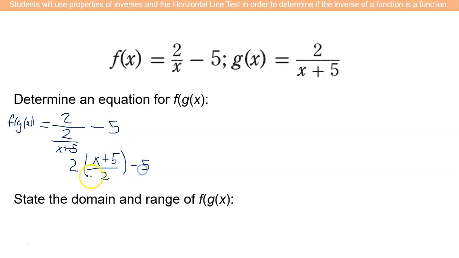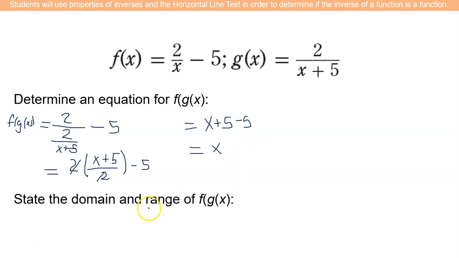So when I do my algebra there, the 2's cancel out. And I have x plus 5 minus 5, which when I simplify that, equals x. Dudes, what does that mean? Nothing. It means nothing. It means that it is possible that f and g are inverses. It doesn't guarantee that they're inverses, but it means it's possible that they could be inverses. In order for them to be inverses, g of x has to go into our function.